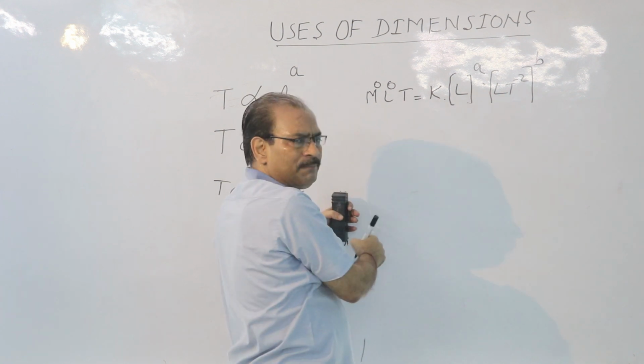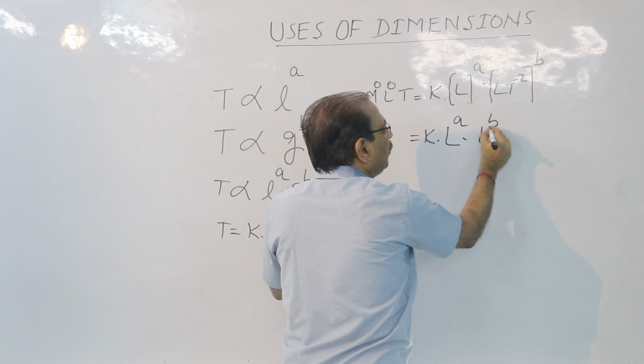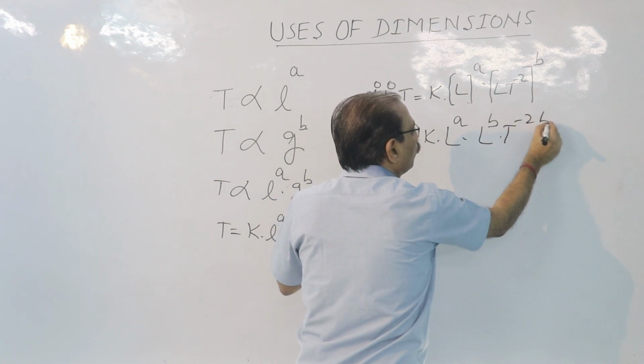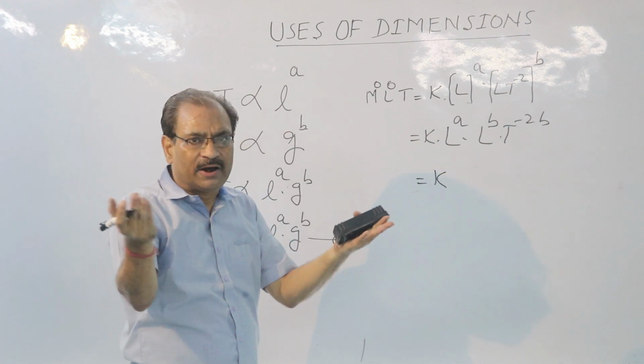Go for simple calculation work. It is K L power A, L power B T power minus 2B. Children, you know very well in mathematics, when bases are the same, powers are added.